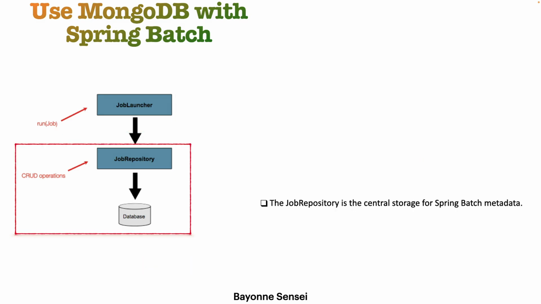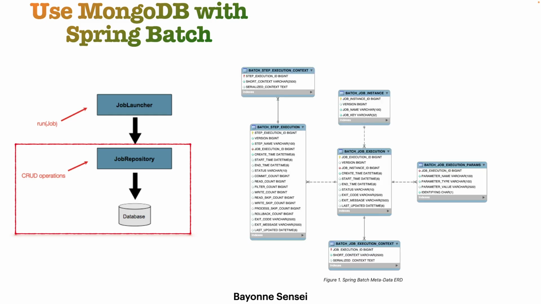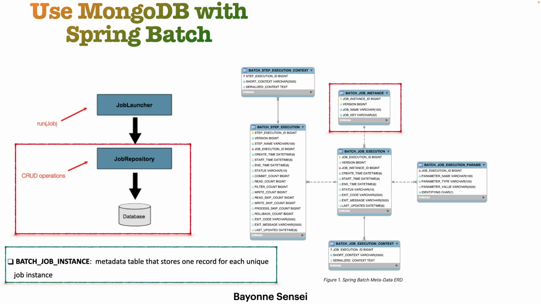Now, let's try to understand what the job repository is. And I know that you guys already know the job repository, right? Which is just a central storage that Spring Batch uses in order to store the metadata of the job. And this is the representation of the schema of this metadata. So in the first part, we have batch job instance. The batch job instance is a table that stores the record of a unique job instance. So for example, if we have a job that runs every single day, the job instance will store every single execution of this job.